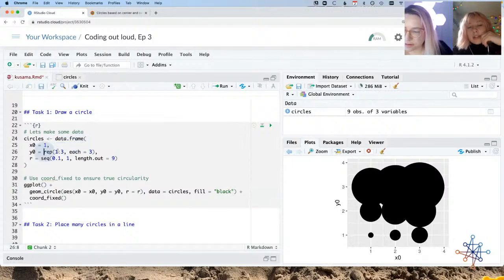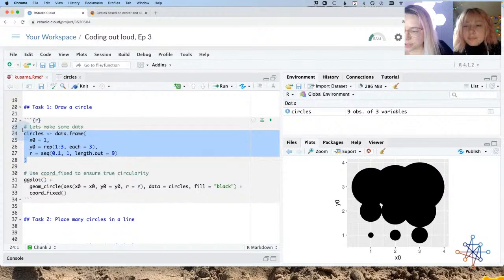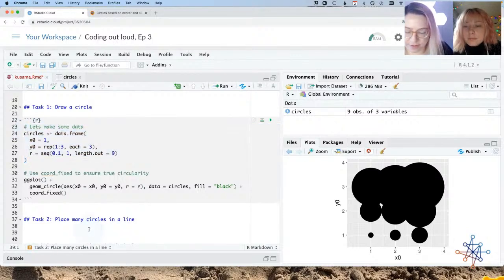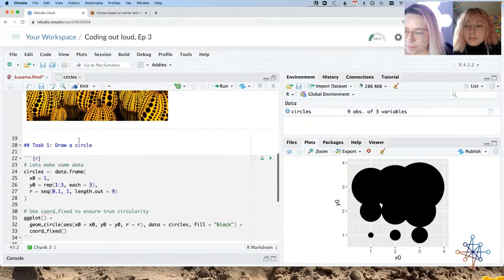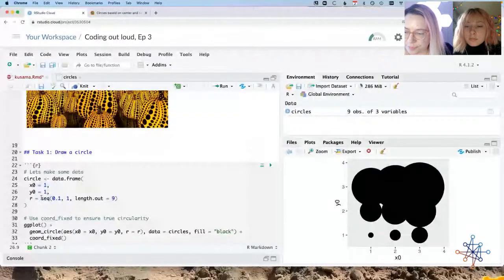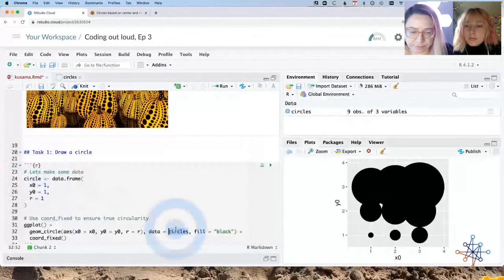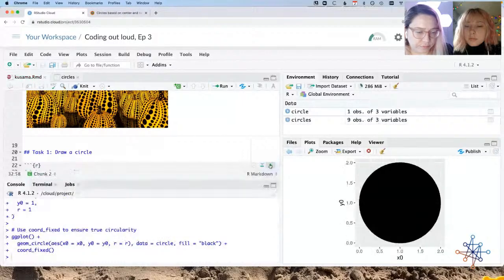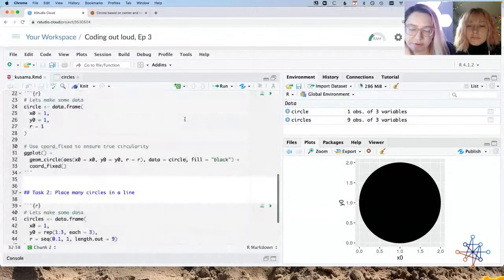Since they've made some lines, we could use that in our next step once we want to return to it, when we place many circles in a line. So how about I copy this here and keep a copy of it down there. This is really a single circle at 1, 1 with a radius of 1. Yeah, that sounds good. All right, so we're going to work off of this.